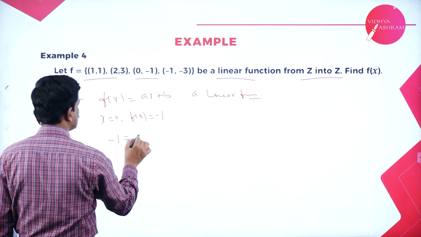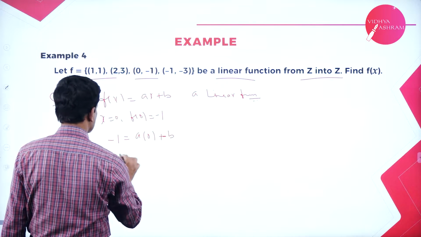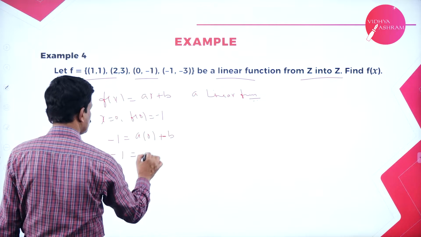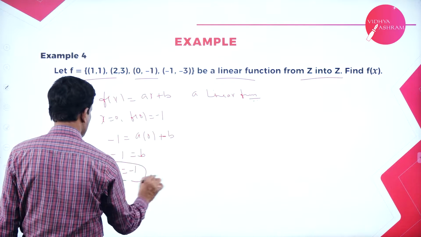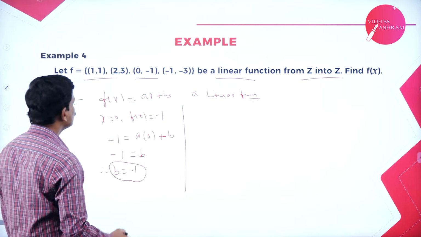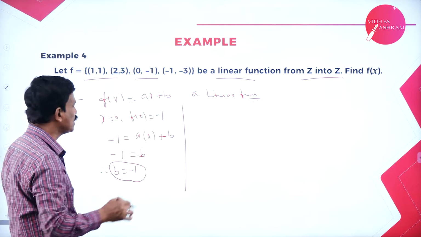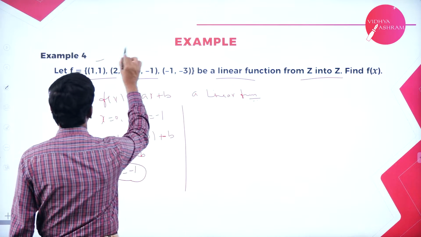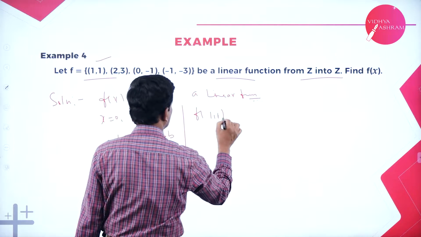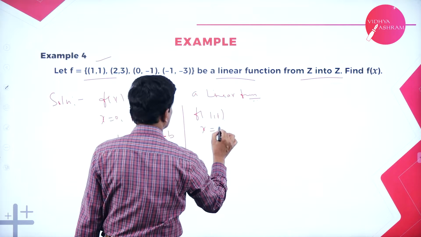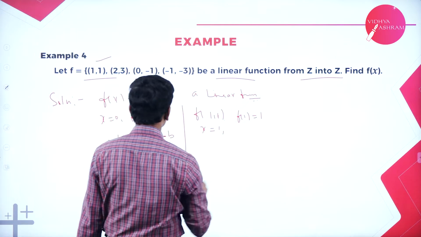Substitute here: minus 1 is equal to a into 0 plus b. That means minus 1 is equal to 0 plus b, which is b. So b is equal to minus 1 you will get. Now, similarly find out the value of a. Just find out the value of a and b and substitute here. Now, let us consider the easiest one. At f of 1 comma 1, put x is equal to 1. So, what do you have? F of 1 is equal to 1, that is given.